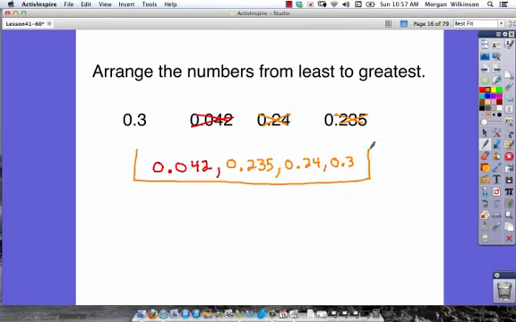We've written from least to greatest by examining the values in each of our place value positions to help us solve.